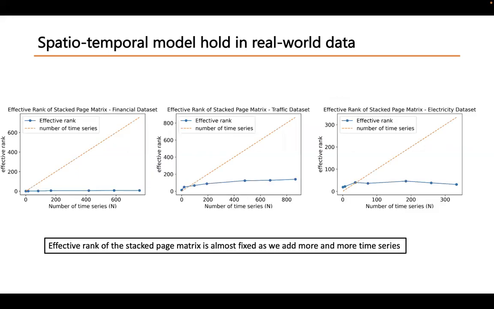And you can see that the spatio-temporal model seems to hold in real world data. So the 3 different data sets that we played with, a financial data set, a traffic data set, and an electricity data set, which are some of the canonical data sets people study in the time series literature. And you can see that as the number of time series is increasing, that's given in the dotted orange line, the effective rank of the stacked page matrix remains extremely low. Right? So by this column-wise concatenation, it's not increasing the rank of the page matrix, but shows that indeed there is a lot of correlation between these various time series.